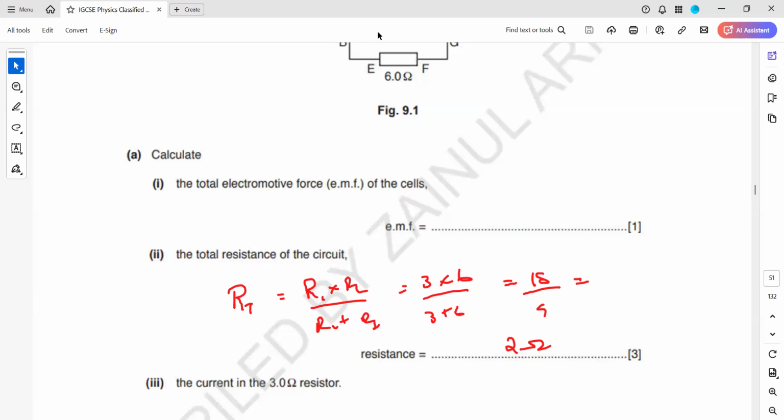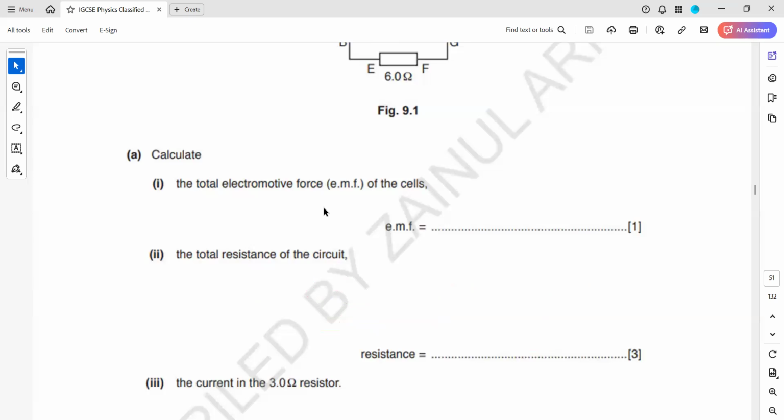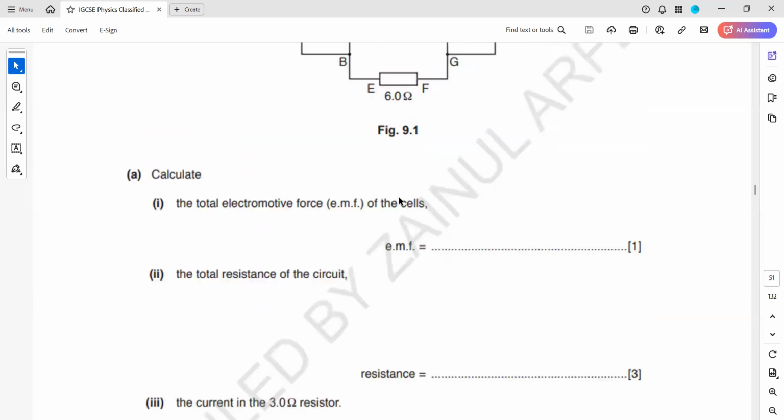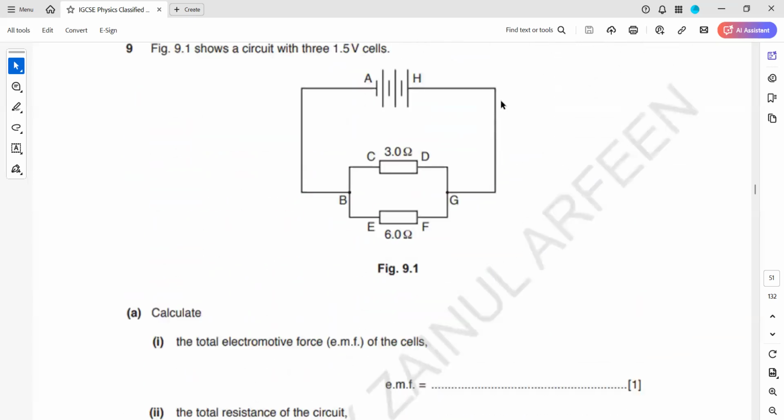Done. Next part, we need the current in the 3 ohm. First, as we know, the EMF of the battery is 4.5 and the potential difference here is also 4.5. We need the current here. How to find the current? We have the resistance and we have the voltage. How to find the current if I have resistance and voltage?